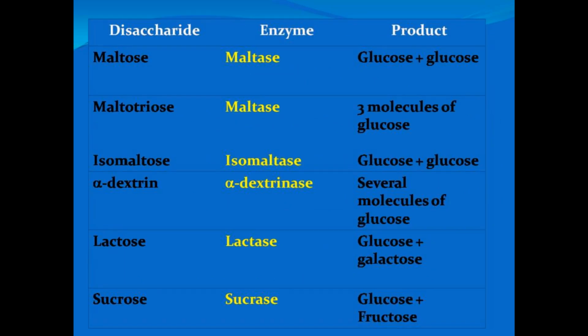Maltose and maltotriose both are digested by the enzyme maltase. Maltose is converted to 2 glucose molecules and maltotriose is converted to 3 molecules of glucose. Isomaltose is broken down by the enzyme isomaltase and produces 2 glucose molecules, alpha dextrin by alpha dextrinase produces several molecules of glucose. Lactose is broken down by the enzyme lactase to produce glucose and galactose, and sucrose is broken down by the enzyme sucrase and finally produces glucose and fructose.